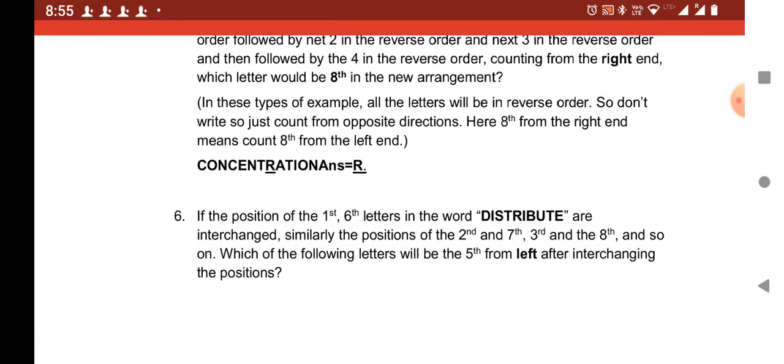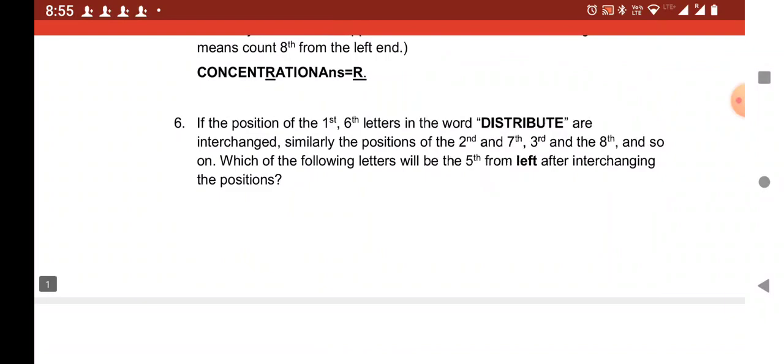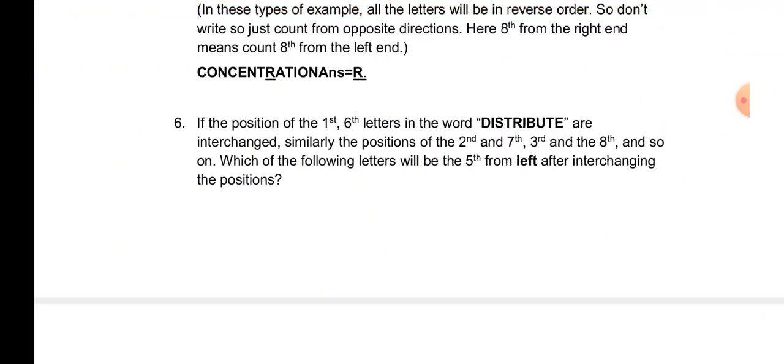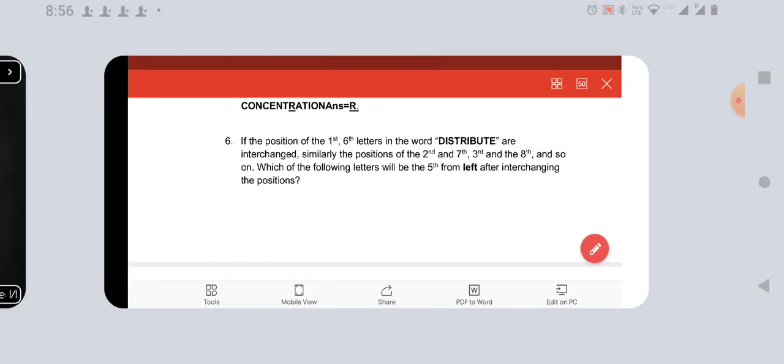Okay, let us do the sixth question. If the position of the first and sixth letters in the word distribute are interchanged, similarly the position of the second and seventh, third and eighth, and so on, which of the following letters will be fifth from the left end? Interchanging position is also very important. It is a very easy question.